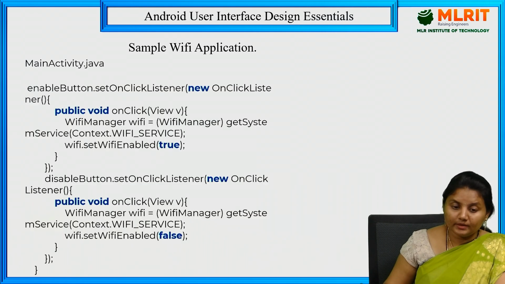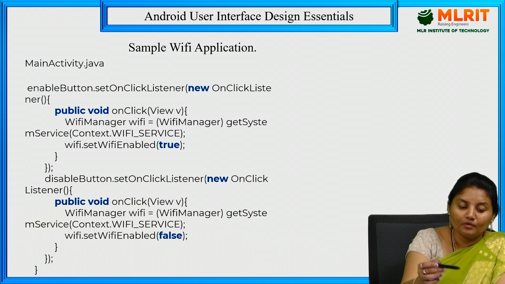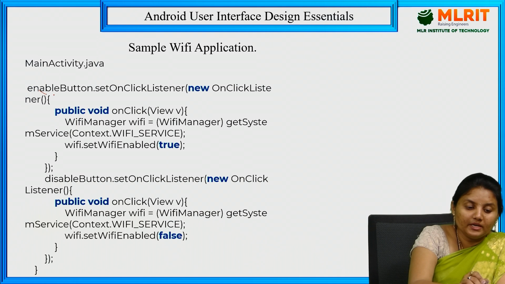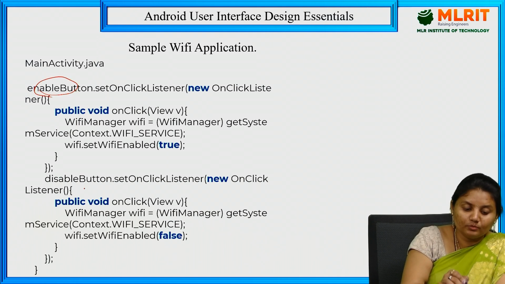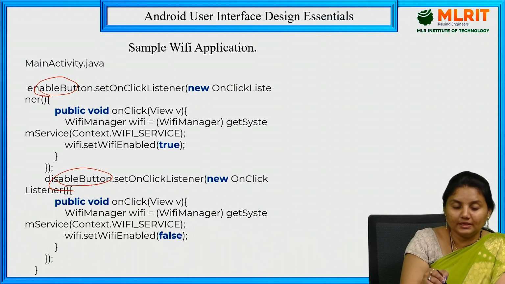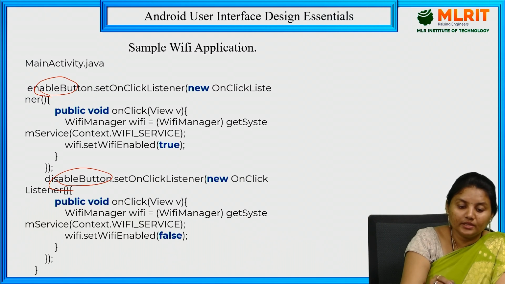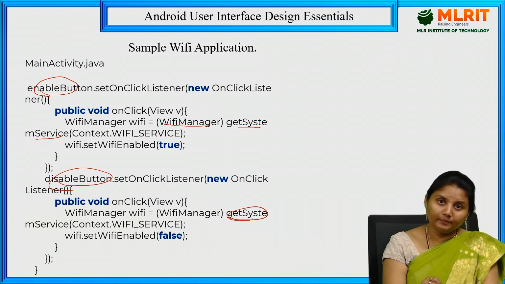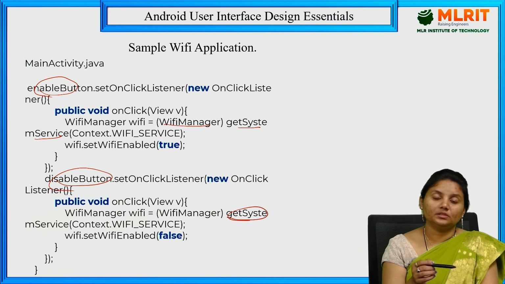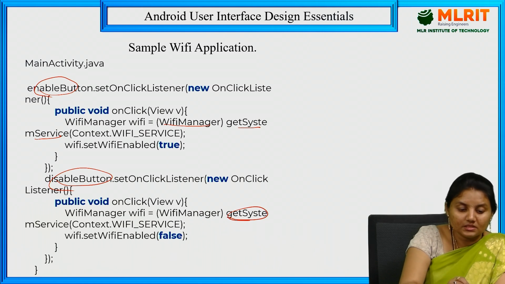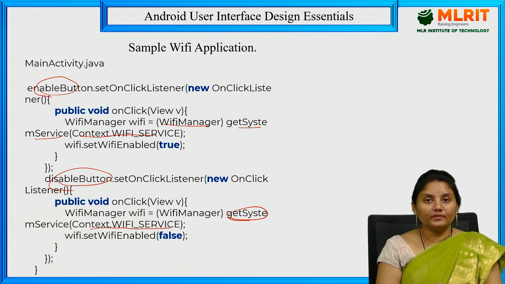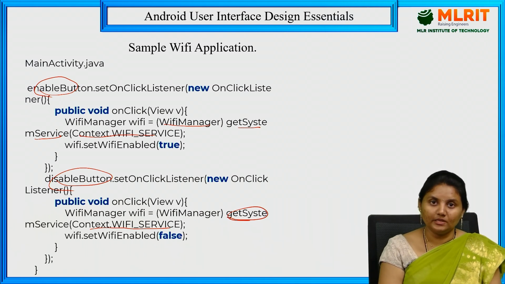Now in onCreate, what do we have to give for the on click listener? Both are buttons, so when you use the enable button and the disable button, both should be given setOnClickListener, two on click listeners. Within the on click listener you make the Wi-Fi manager through getSystemService, which you use for both enabling and disabling. For that you give Context.WIFI_SERVICE.